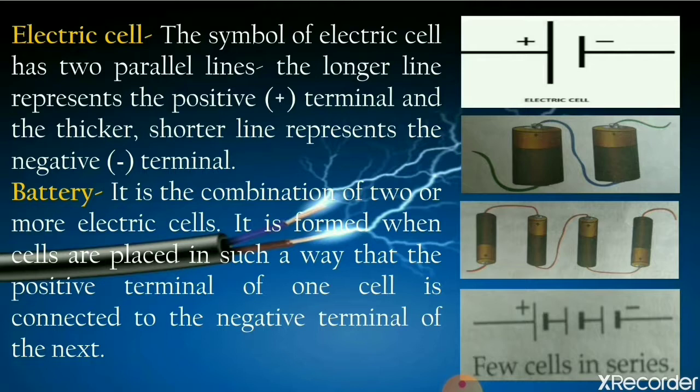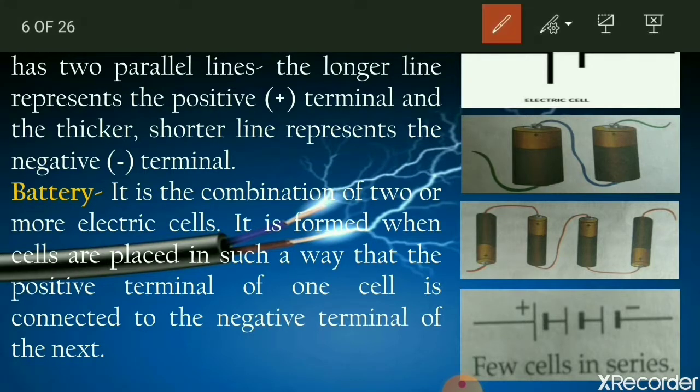We all know that a cell is the source of electrical energy or current in any circuit. It means that if any electric circuit is there, the main source of electric energy or electric current or electricity is the electric cell.